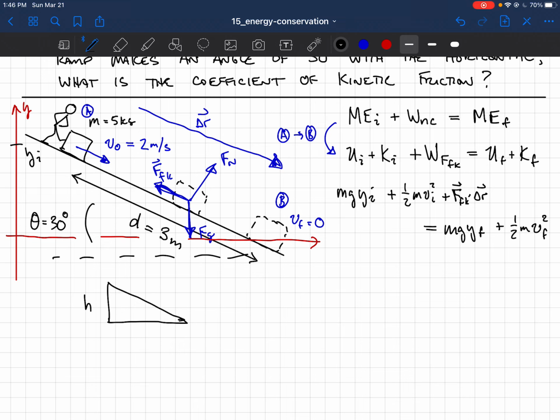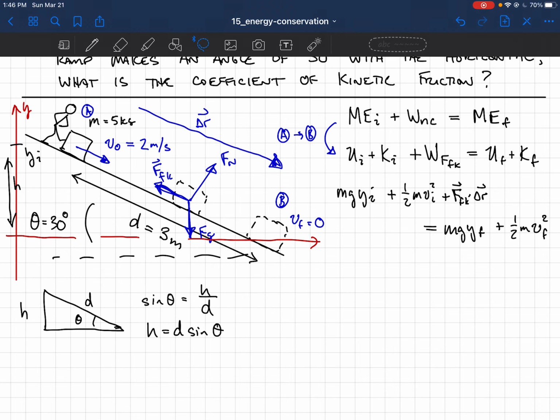So this is some height here, h, and this is theta, and this is d. So I can say, well, sine of theta is equal to h over d, or h is equal to d sine theta. So I can write my energy conservation equation now. Well, I can write it as mg times h, first of all, that's my initial height, and then I'll replace that in terms of d.